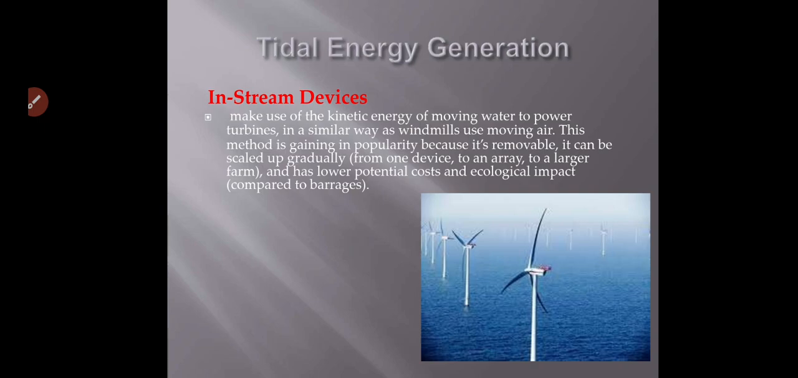In-stream devices make use of the kinetic energy of moving water to power turbines, in a similar way as windmills use moving air. This method is gaining in popularity because it is removable and can be scaled up gradually.